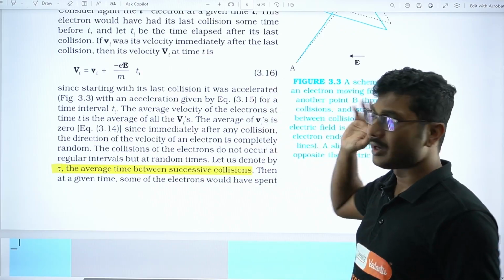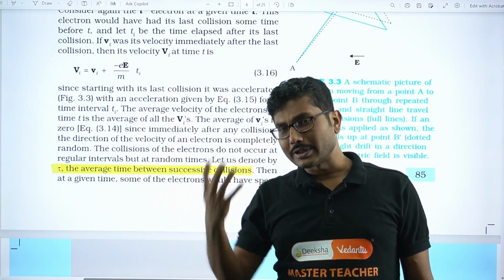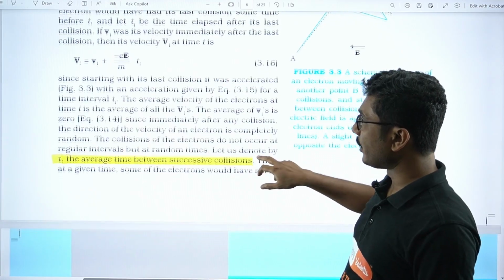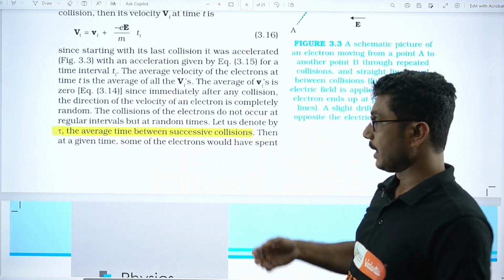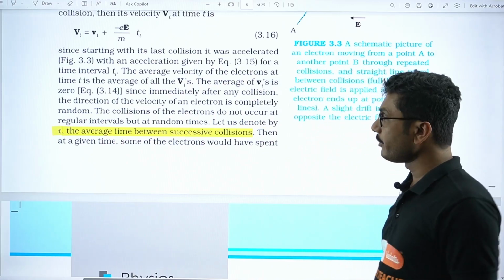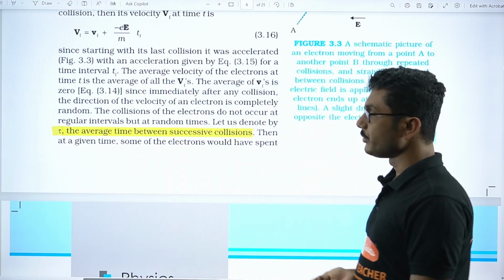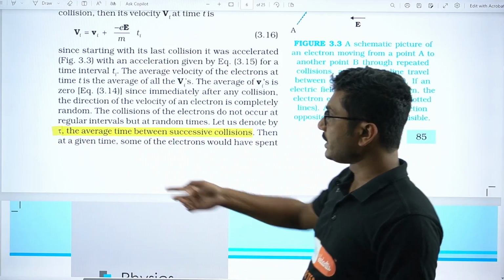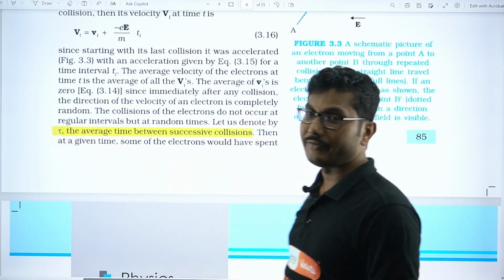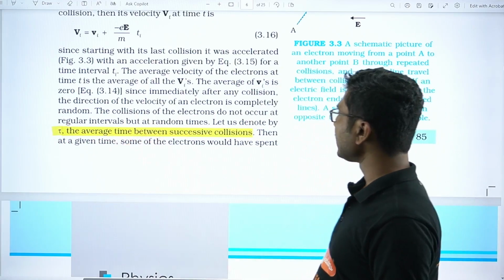So just to brush up your mind in case you may have forgotten, so just to give you an idea how this is coming. Now there is one more important term here, that is tau. It is like small t. We have used the same symbol for torque, but this is without any vector symbol, only normal tau. So tau is the time average between the successive collisions.